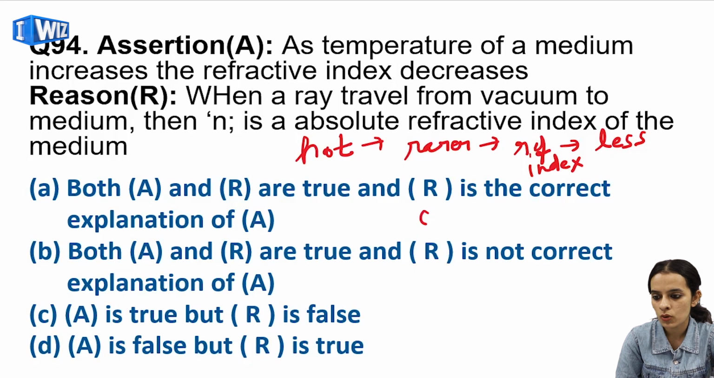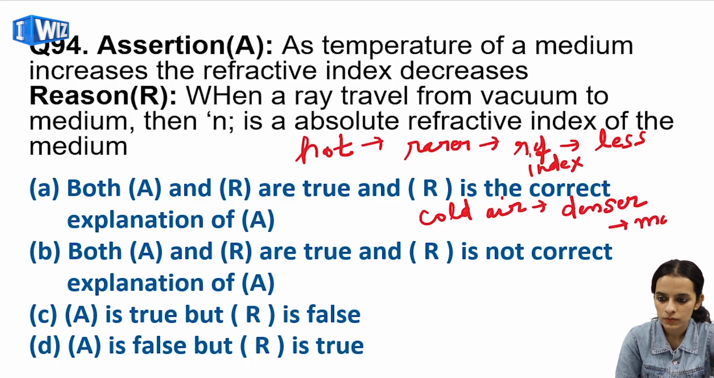And if there is cold air, it is called a denser one and the refractive index is more. So obviously refractive index is related to the temperature. The more the temperature, the less the refractive index. Okay, so which is the right option? Both are right at their own place, but they are not the correct explanation of each other. So B is the right option from here.